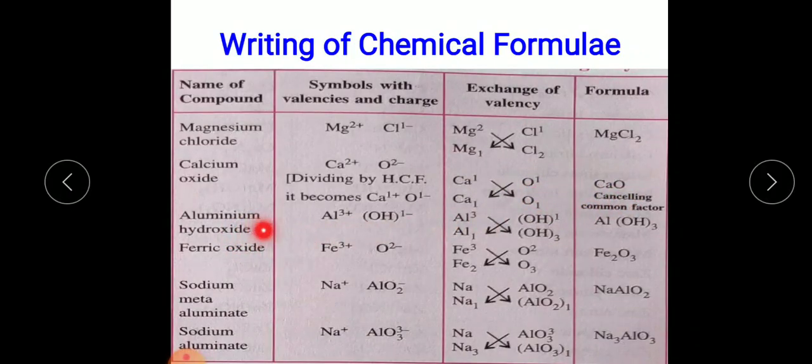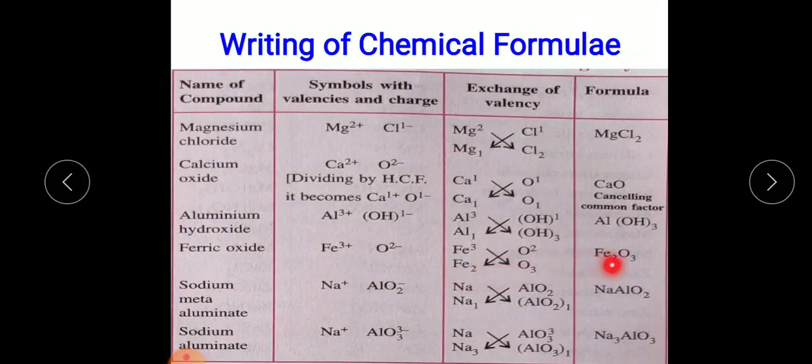Similarly, when you see aluminum hydroxide, Al3 plus, OH minus. So here the valency of aluminum is 3 and OH is 1. So the OH valency 1 will go for aluminum and 3 will come for OH. So it will form aluminum hydroxide. Similarly, ferric oxide: Fe3 plus, oxide is O2 minus. So 3 and 2. When you exchange its valency, the iron will take the valency of oxygen and oxygen will take the valency of 3.